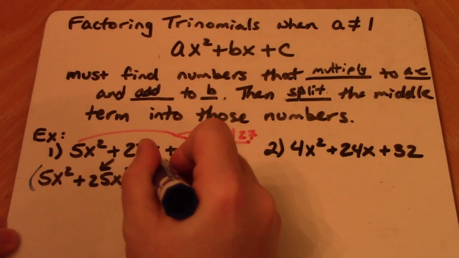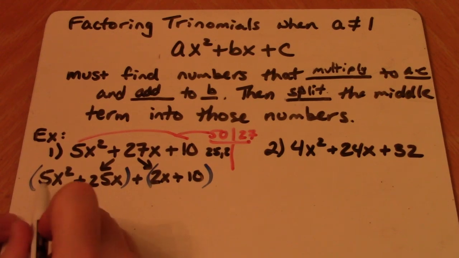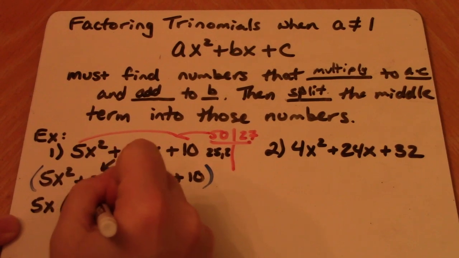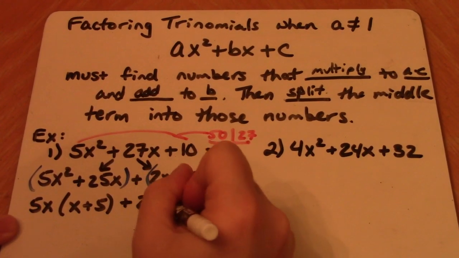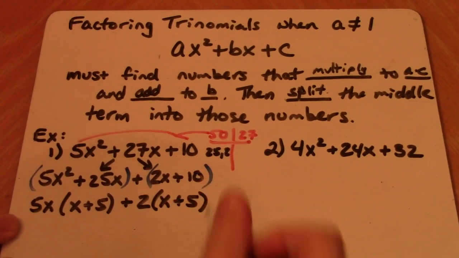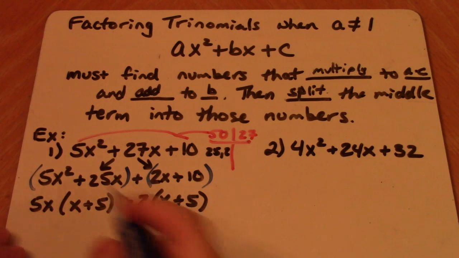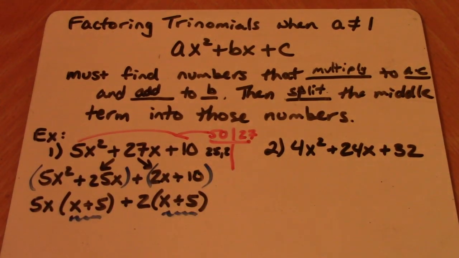We're going to group the first two terms and the second two terms, and then take out the greatest common factor. So from the first set of parentheses, I can take out a 5x, which would leave x plus 5. And from the second set of parentheses, I can take out a 2, which will also leave x plus 5. The entire reason we're doing this is to get the same numbers inside the parentheses. So here and here have to be the same.